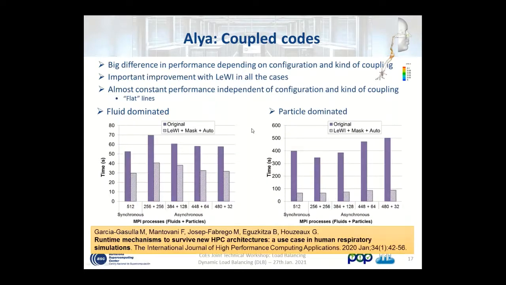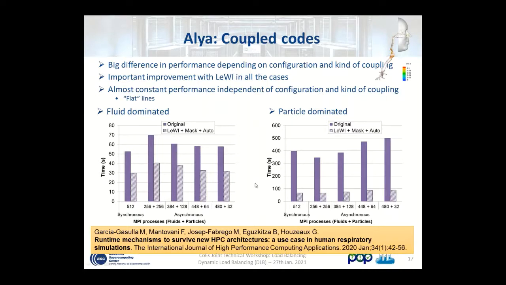Now some numbers. These are the 2 experiments that we executed, one where the fluid dominates the execution and another one where the particles dominate the execution. In the different columns on the x-axis, we see the different ways of running it. The synchronous ones, where all the MPIs first solve the fluid and then solve the particles, and the asynchronous ones. But in the asynchronous ones, we need to choose how many processes to use from each type. So that's why we see different bars with the different numbers of MPI processes per physics to solve.